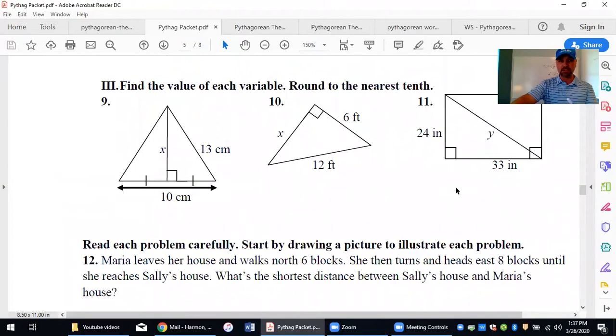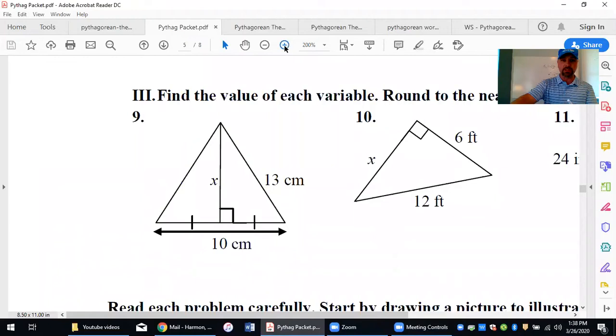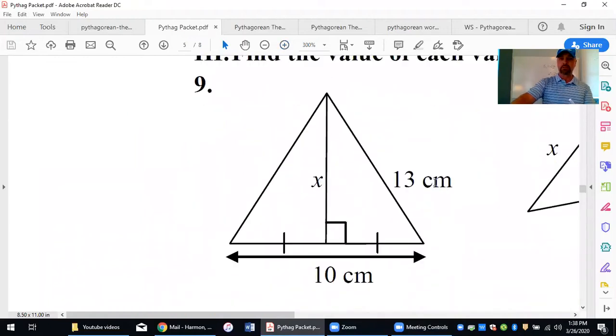Here's some different kinds of problems for Pythagorean theorem. Take a look at number 9. That's a commonly missed one. Okay. If you look at the triangle completely, it's not a right triangle.